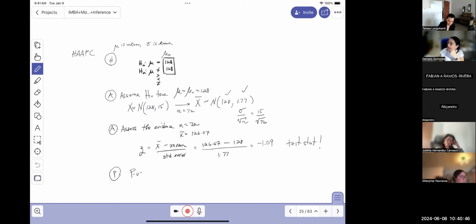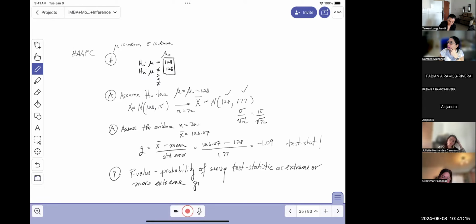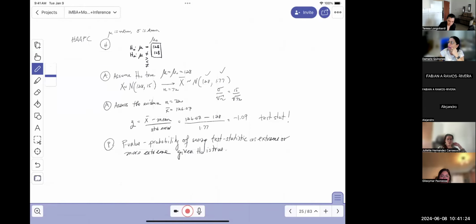The p-value, again, just for your sake, p-value is the probability of seeing a test statistic as extreme or more extreme given H naught is true. So we draw a picture. That's what it says. It's telling us to draw a picture.